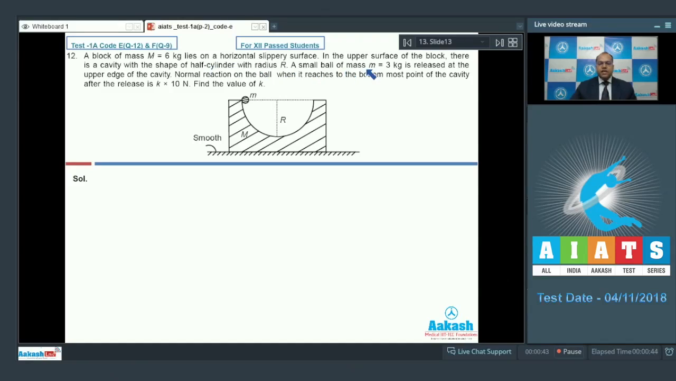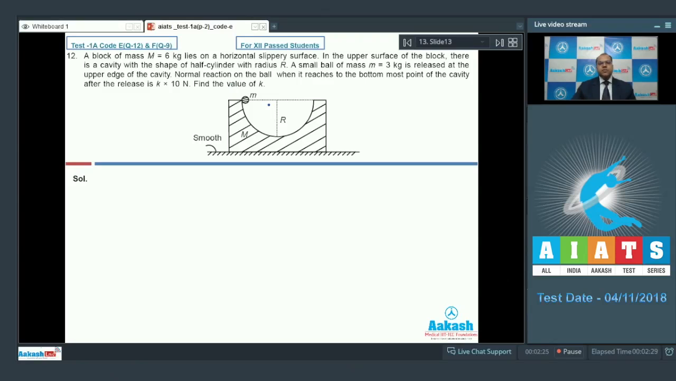A small ball of mass m equal to 3 kg is released at the upper edge of the cavity. The normal reaction on the ball when it reaches the bottommost point of the cavity after the release is k times 10 Newton. So we have to calculate the value of k.